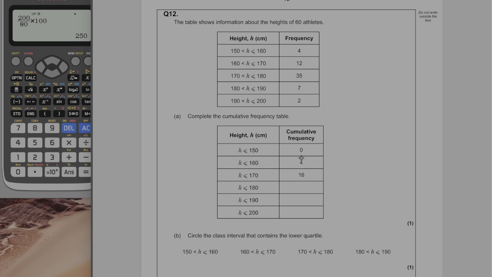So we've got 4, that's 0 plus 4 is 4. Then we've got 4 plus 12 is 16. We need to do 16 plus 35, which would give us 51. 51 plus 7 is 58. And then 58 plus 2 is 60. Right, part B, circle the class interval that contains the lower quartile.